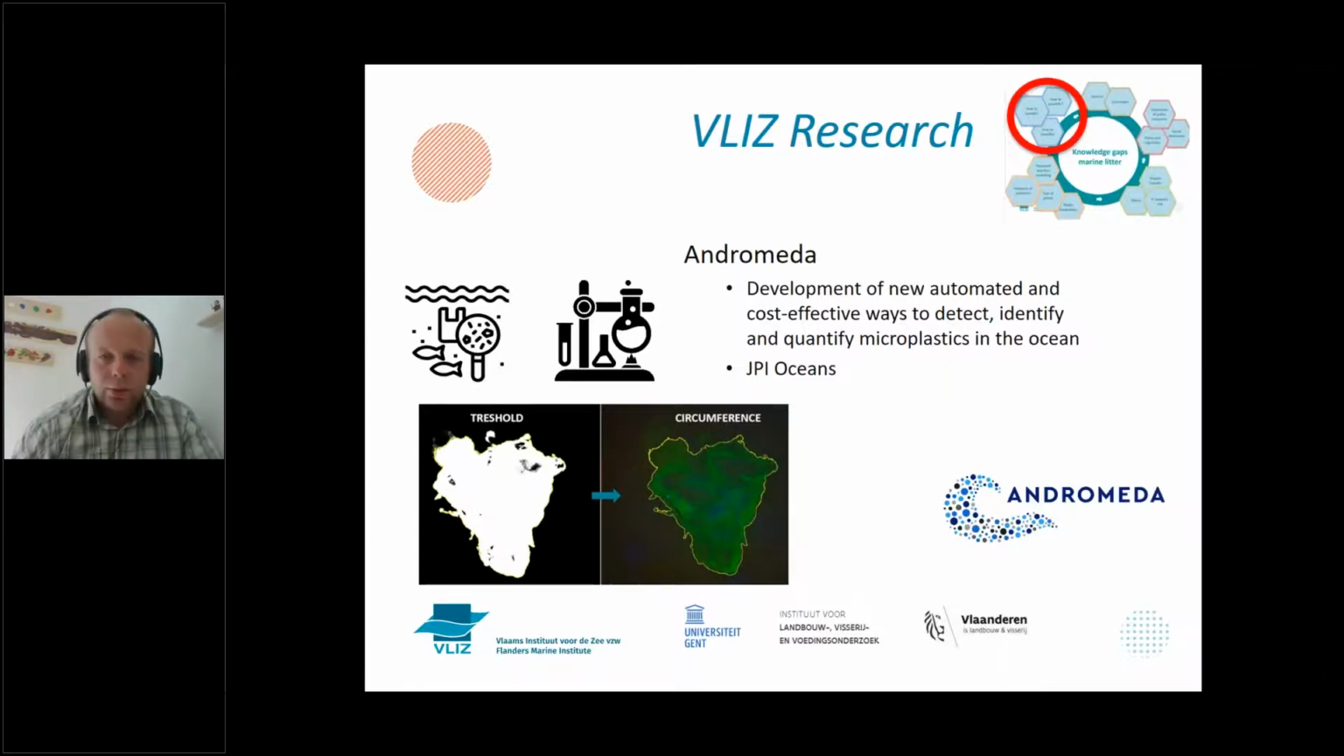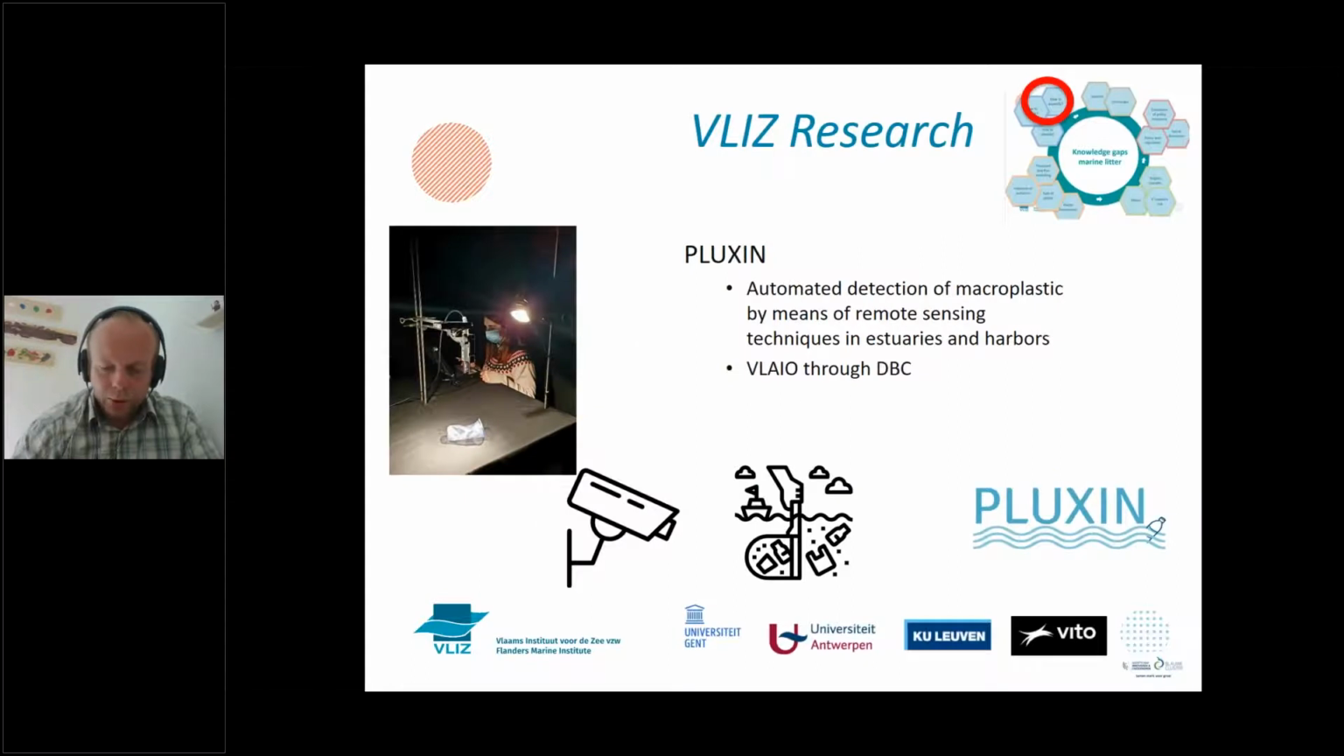A second very important project is the PLUXIN project. That project is subdivided in different aims, and one of the aims again is to try to develop a protocol. Here we do not use the classical way of collecting data with towing a net, for example, or taking actual samples, but here we check how remote sensing techniques can be used to detect microplastic.